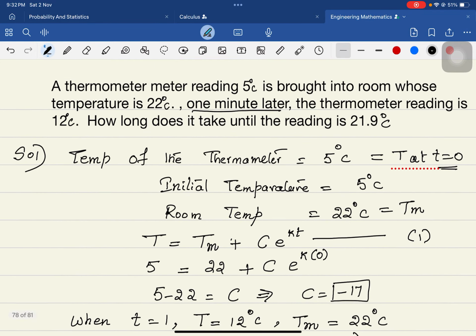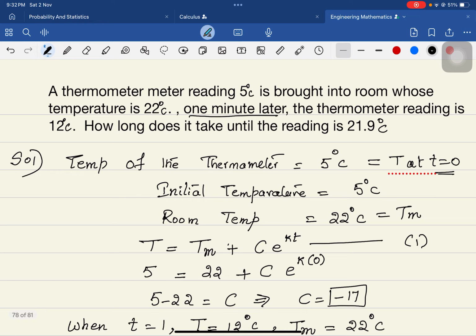Now let us go to the problem again. According to the given condition, when one minute later, the temperature of the thermometer is 12 degrees. Accordingly, we have made an equation. Now, how long does it take until the reading is 21.9 degrees centigrade?